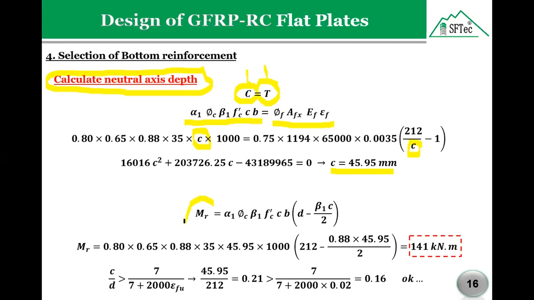Right now we can calculate the MR. MR here is the resistance moment, which can be calculated easily using this equation. So here the resisting moment equals 141, while the factored moment, if we remember, is 100. So here we have 141, so it's a little bit higher, but it's safe. Here also we have a check for C over D. C over D should be greater than 7 over 7 plus 2000 times the epsilon FRB ultimate. So here C over D is greater than this value, which is okay.